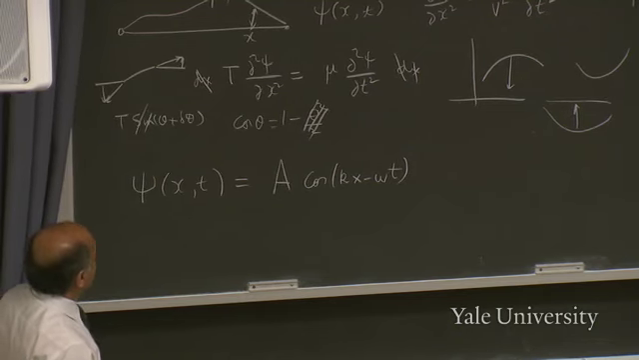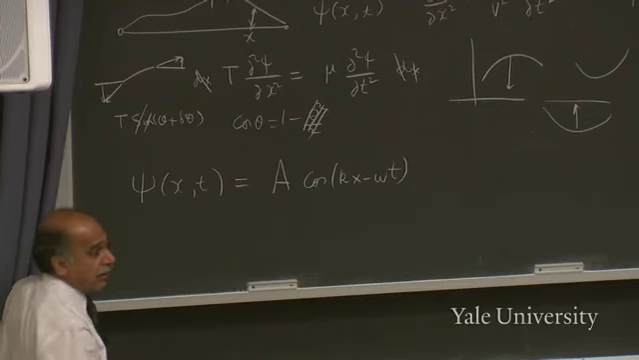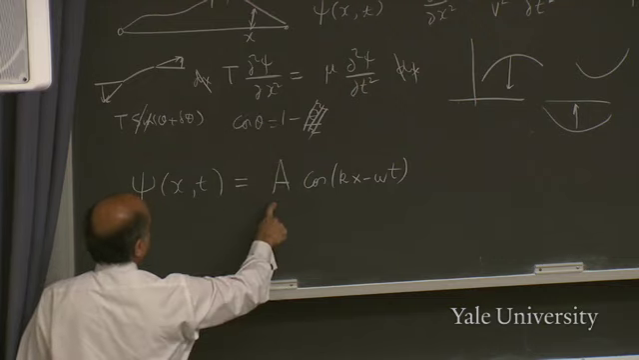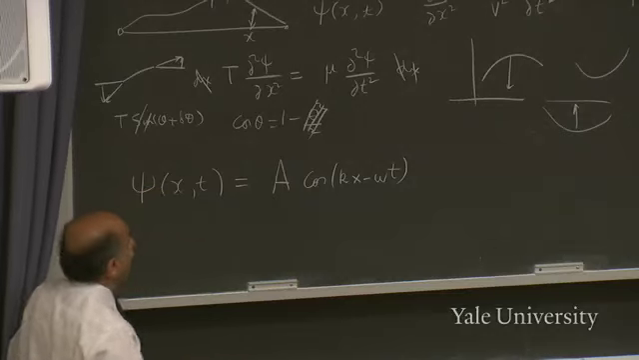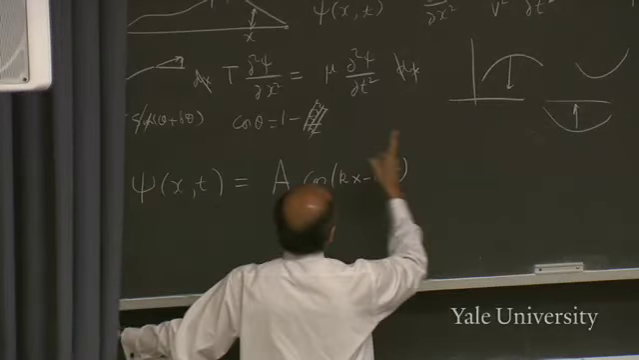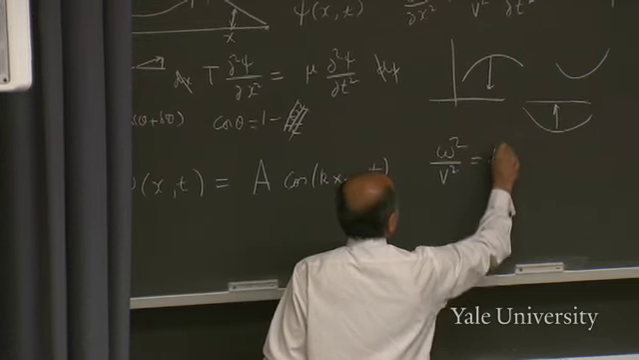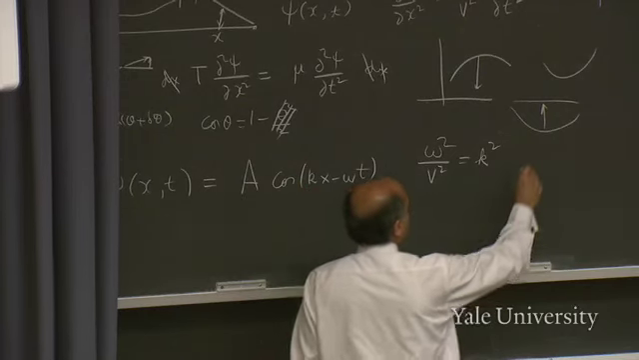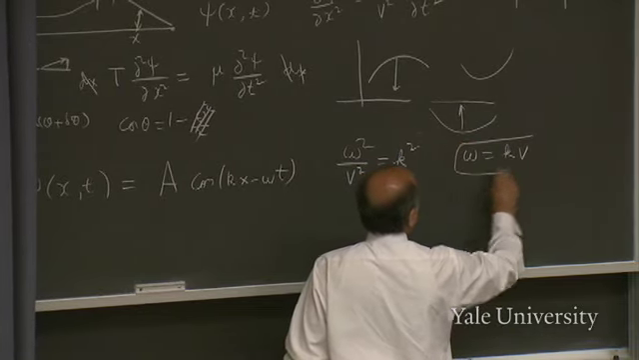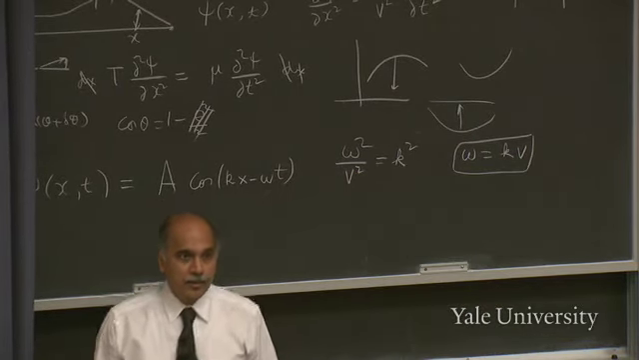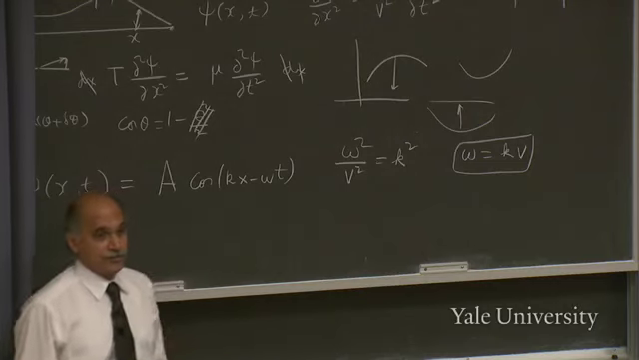First of all, you should be able to see that the A will cancel on both sides. Do you see that? If you put this here, two derivatives will pull out a k squared, and two derivatives here will pull out an omega squared. Therefore, if you want the two sides to match, you want the omega squared side divided by v squared to equal the k squared. That means omega equals k times v. That's the only condition. If that is satisfied, if omega is k times v, you have a solution.